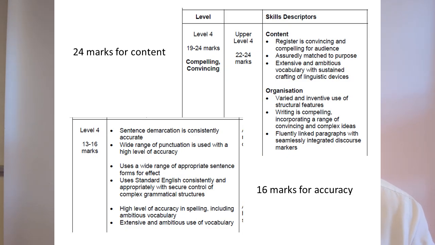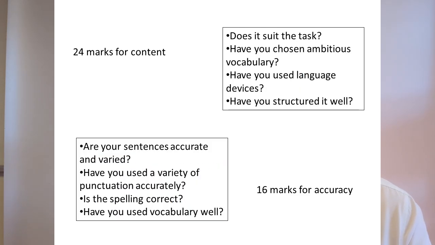This is the top level criteria from the mark scheme for the 24 and 16 marks, but it's all written in kind of education management speak, mark scheme kind of speak. I've simplified it into these questions, right? So does it suit the task up at the top? Have you chosen ambitious vocabulary? Have you used language devices? Have you structured it well? Are your sentences accurate and varied? Have you used a variety of punctuation accurately? Is the spelling correct? And have you used vocabulary well? Those are all questions you want to be asking about your pieces of writing, right?